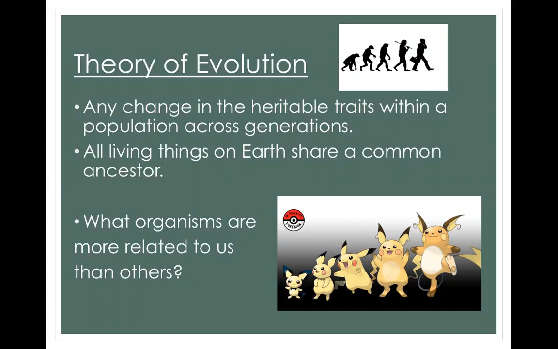So what organisms are more related to us than others? Obviously, as I said earlier, primates. They have opposable thumbs. They're able to stand on their limbs, or two hind legs sometimes. Again, all these lines of evidence support those similarities.